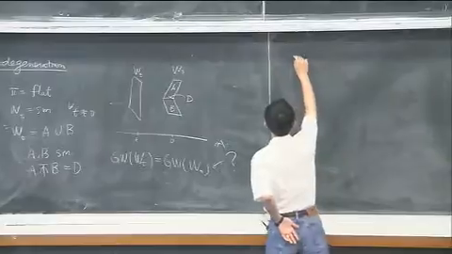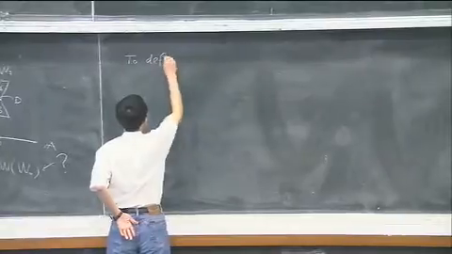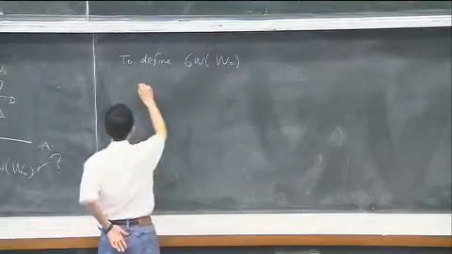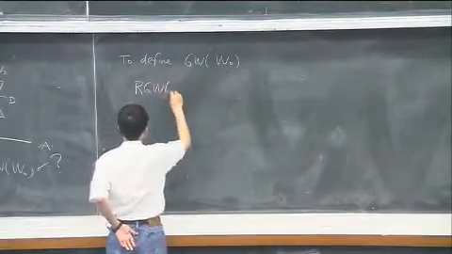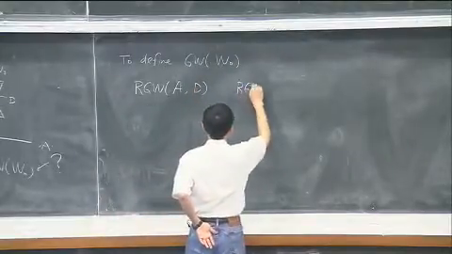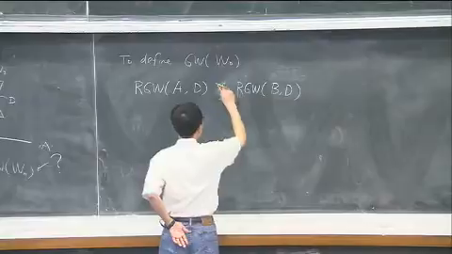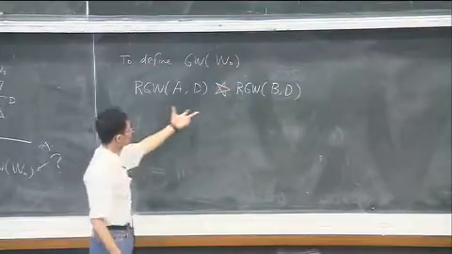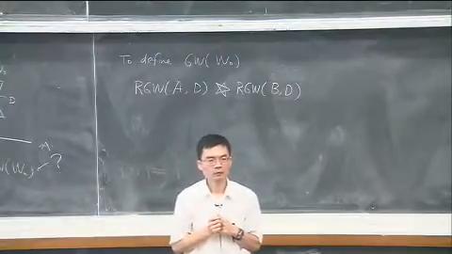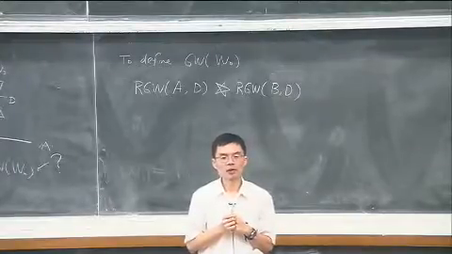So how to define this? You will have to use the relative Gromov-Witten invariants of A with respect to D and relative Gromov-Witten invariants of B with respect to D, and combine them in a certain way. To combine these two, I can define it by this combination. That's the only way we are able to define it so far.